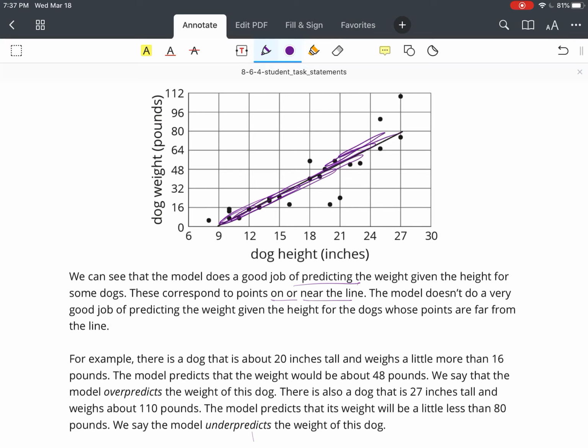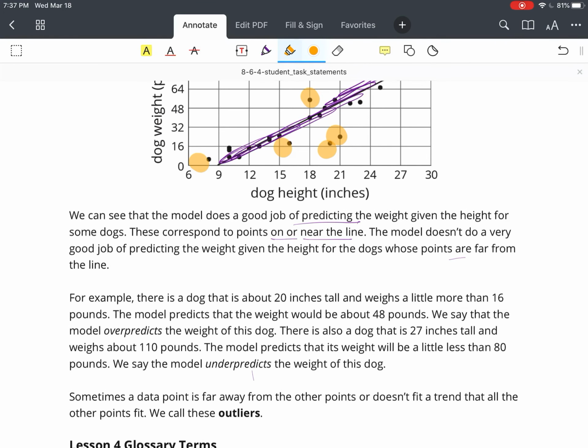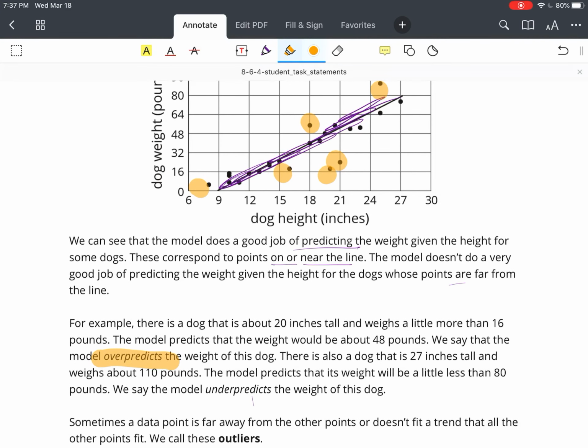The model doesn't do a very good job of predicting the weight given the height of the dogs whose points are far from the line. These points right here. For example, there's a dog that's about 20 inches tall and weighs a little more than 16 pounds. The model predicts the weight would be about 48 pounds. We say that the model over-predicts the weight of the dog. Earlier, I was saying the residual is positive, but that's the same thing.